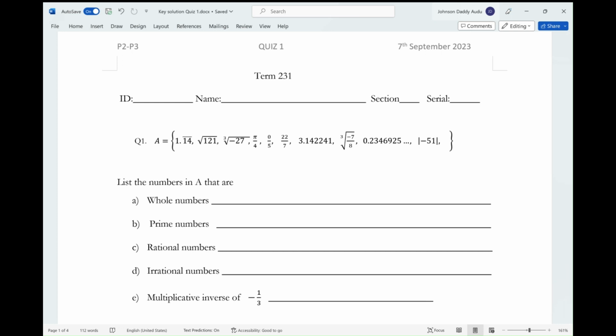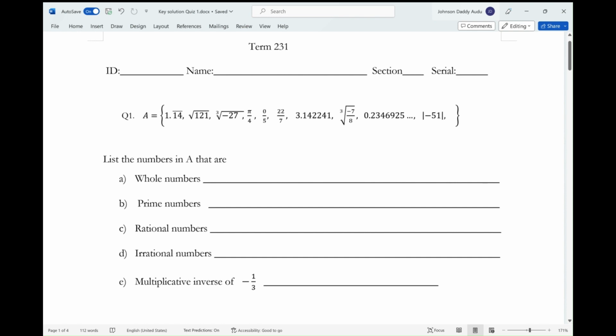Hello viewers, in this video I'll be providing a solution to a quiz problem from P2 to P3. So P2 is about real numbers and P3 is about integer exponents. So the first question is this.